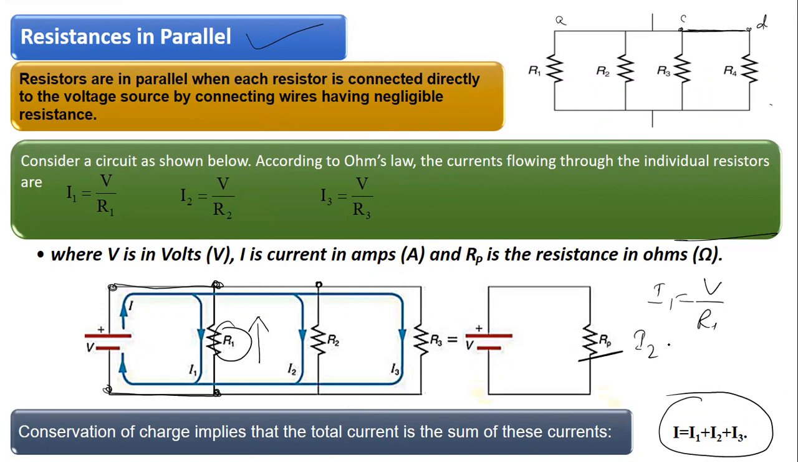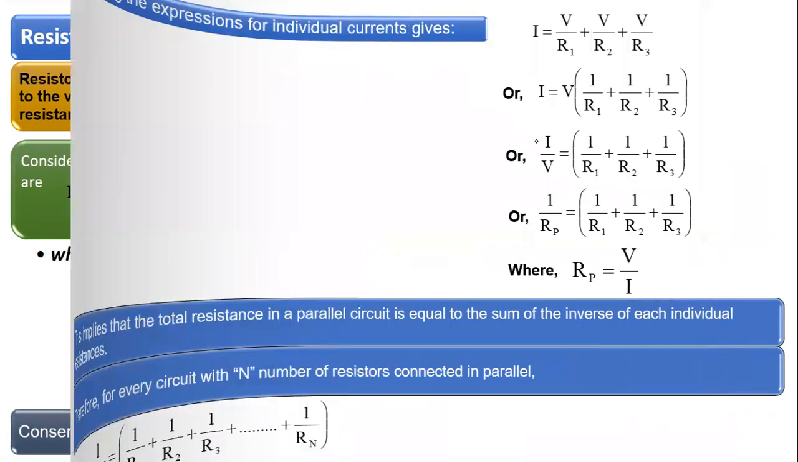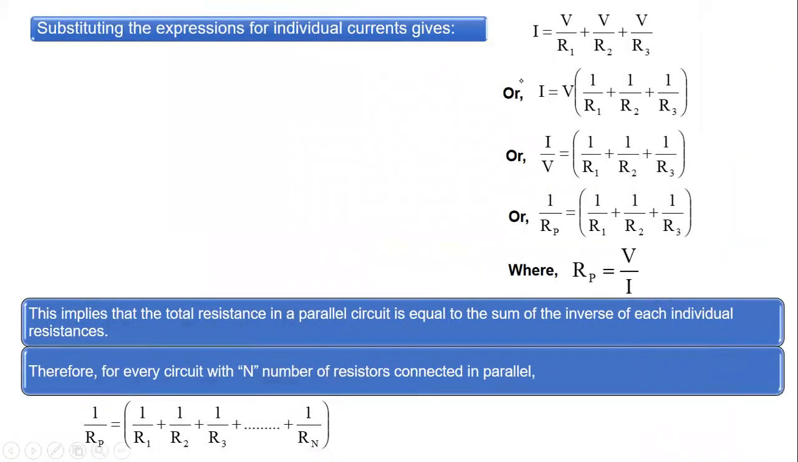What is I2? I2 is the current flowing in R2, which is equal to the voltage across R2. The same voltage is appearing, right? So it is V by R2, and then you have I3 is equal to V by R3. Now if you add and replace here, you'll get a similar kind of expression. Taking V as common, you have 1 by R1 plus 1 by R2 and 1 by R3.